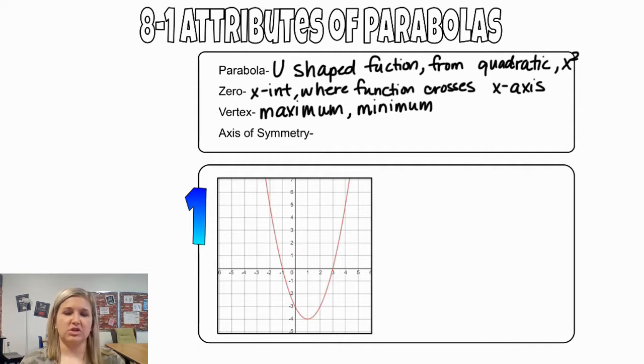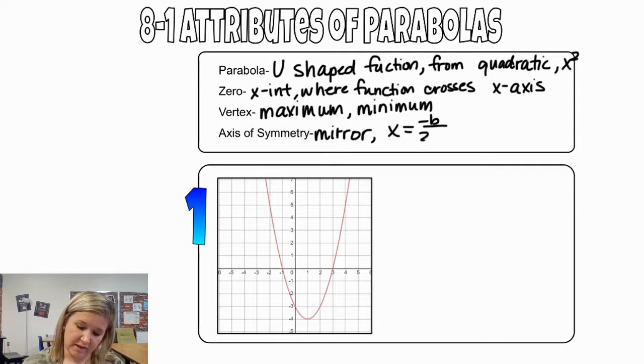The axis of symmetry. Another thing that makes parabolas really nice is that it's going to mirror across that vertex line, which is also the axis of symmetry. So this serves as a mirror. It's going to reflect back and forth across the axis of symmetry. It's also x equals negative b divided by 2a. That's going to be important a little bit later on. And it's going to be a vertical line always, always, always.